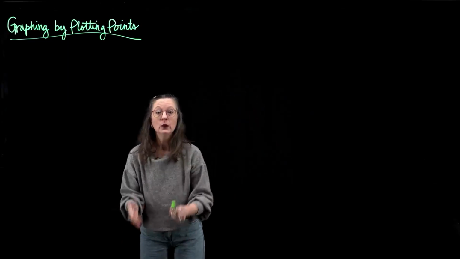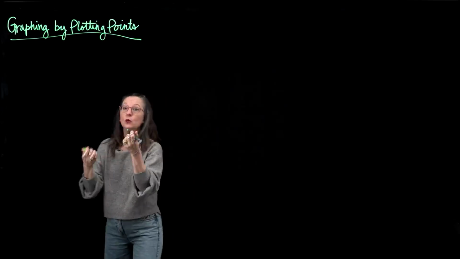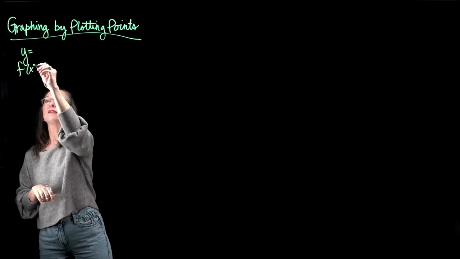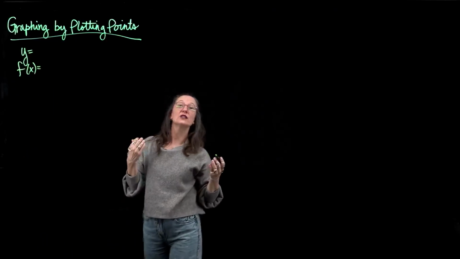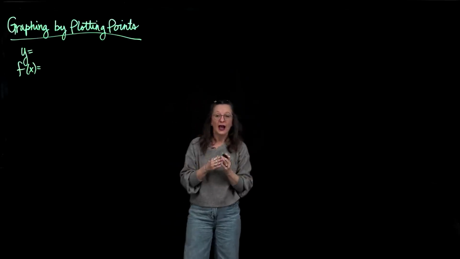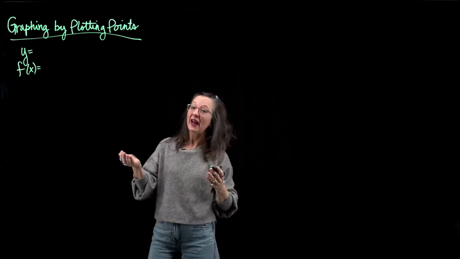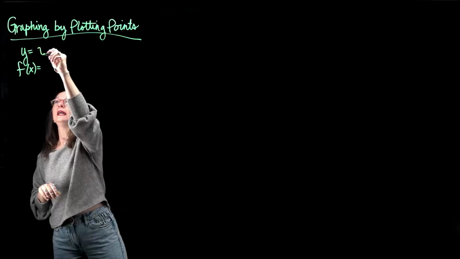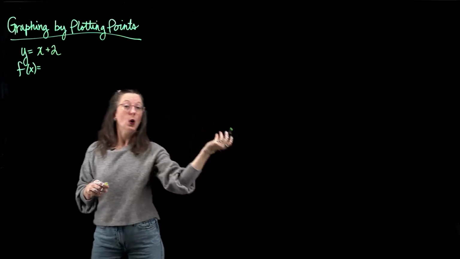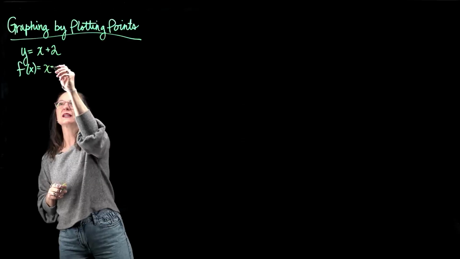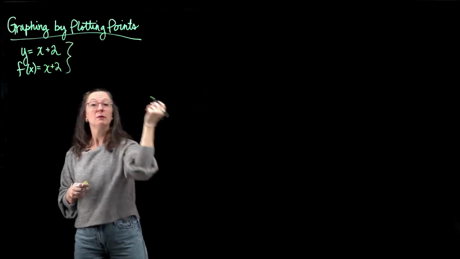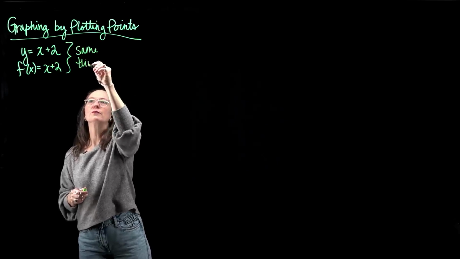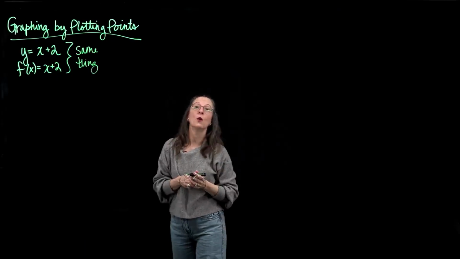So, when we have something that looks like y equals or f of x equals, that means the same thing, but either way it tells us a rule of how to calculate y when we have x. For example, this could be y equals x plus 2, or it could be f of x equals x plus 2, but keep in mind, those are the same thing. It's just our rule for how to calculate y.